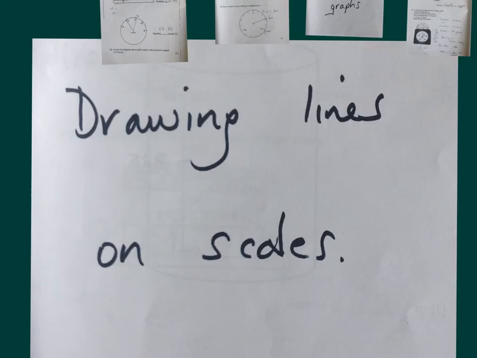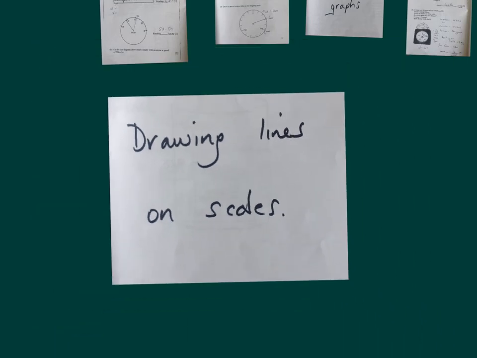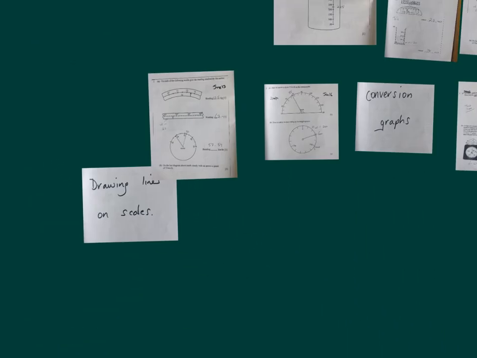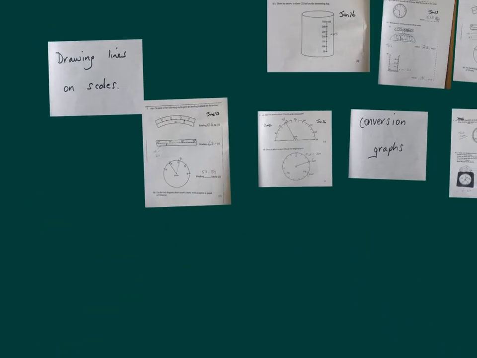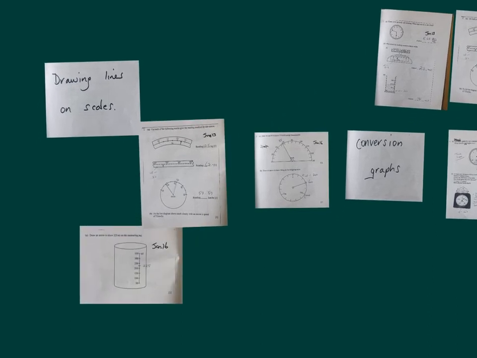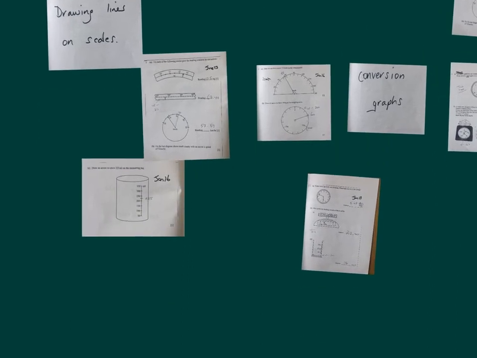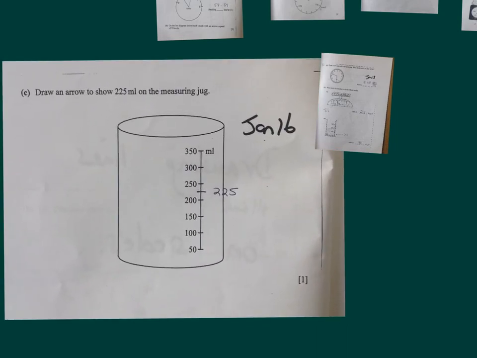Okay, so the next few pages are all about just drawing lines on different types of scales. So let's start them off. I think we'll do maybe 2 at a time. So the first one is draw an arrow showing 225. So we need to know these are going up in 50s, so 225 is there.